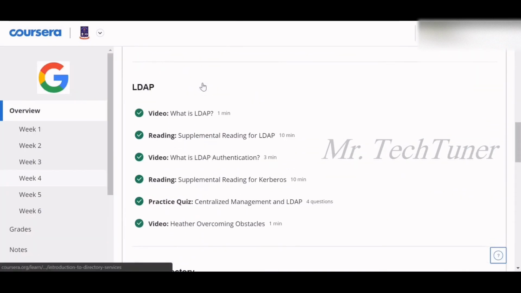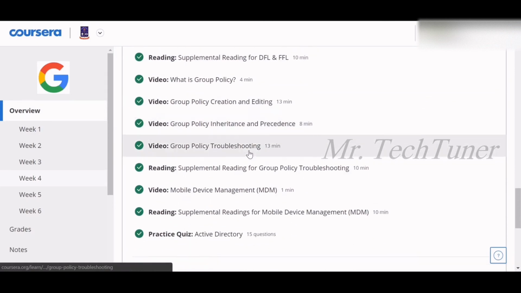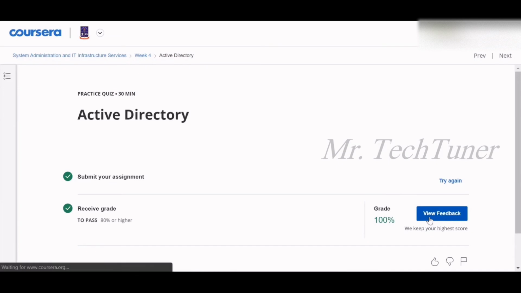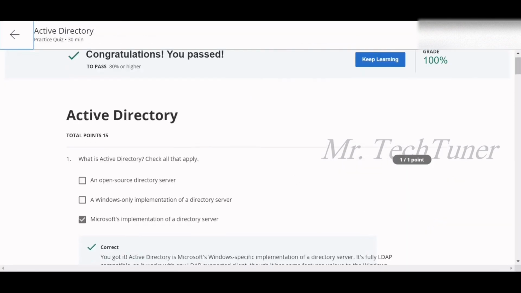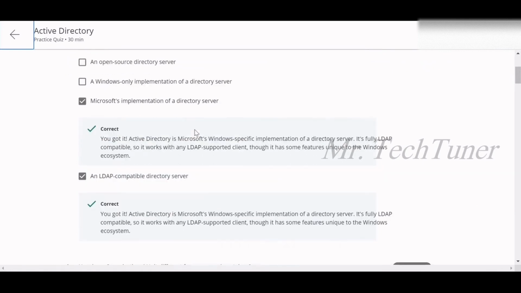We're going to the next topic, which is Active Directory. So we're going to the quizzes of Active Directory. There are 15 questions about Active Directory, so you can realize that it's that important a topic. Okay, so first one, what is Active Directory? Active Directory is Microsoft's implementation of a directory server. And secondly, it's an LDAP compatible directory server. So these two will be your correct answer.